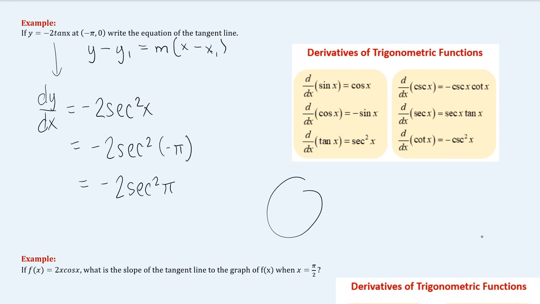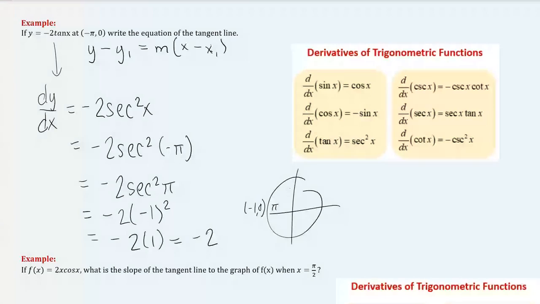Okay. So then if we look at our unit circle, pi is negative 1 comma 0. The reciprocal of secant is cosine, which is your x value. So in this case, that would just be negative 2 times negative 1 squared, which is negative 2 times 1, which of course is negative 2. So that means that's our slope. So then that means the equation of the tangent line is y minus 0 equals negative 2 times x plus pi.